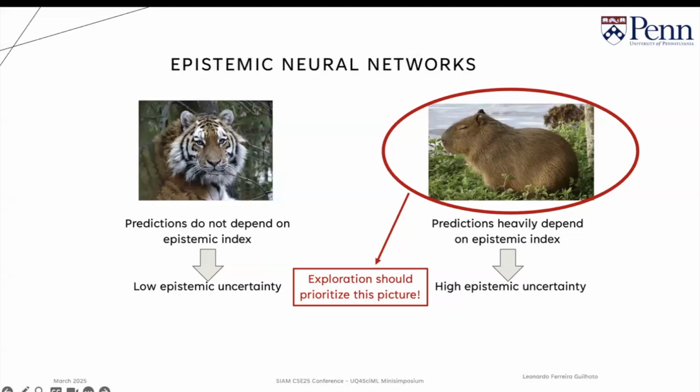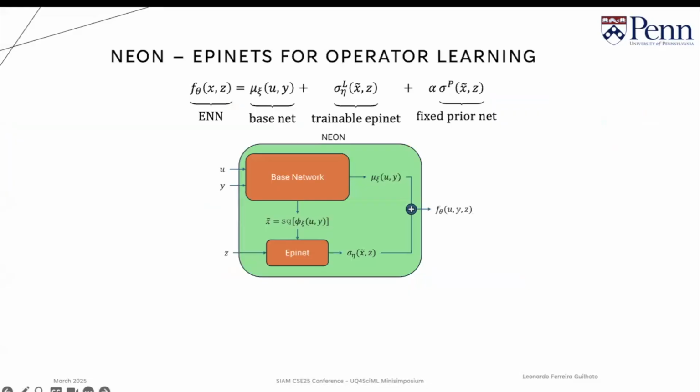And this framework of epistemic neural networks actually fits a lot of popular neural network architectures, in particular deep ensembles or Bayesian neural networks, and so forth, and even, for example, Monte Carlo dropout. And so the idea for NEON is to use one particular type of this epistemic network that's called an EpiNet. So NEON, as I'm showing over here, has two basic components.